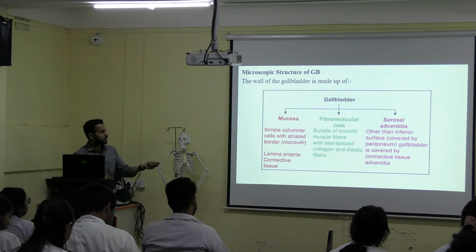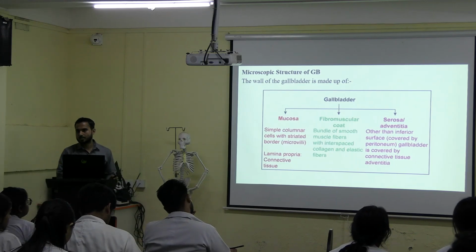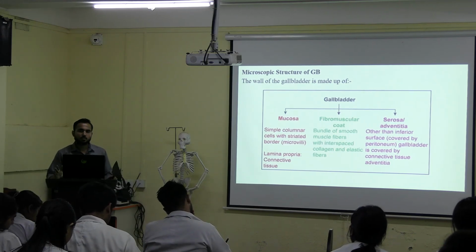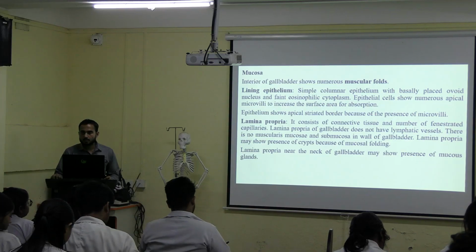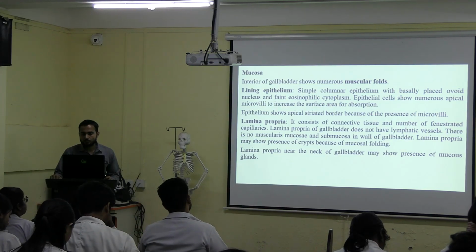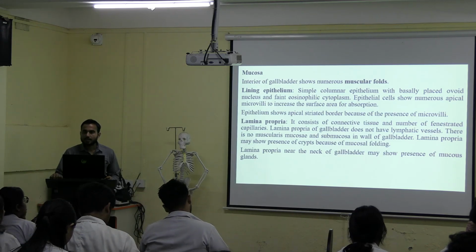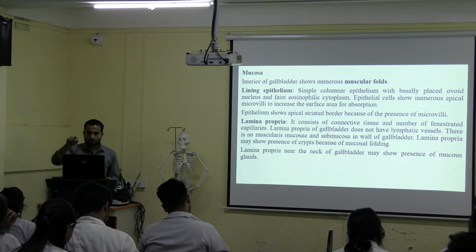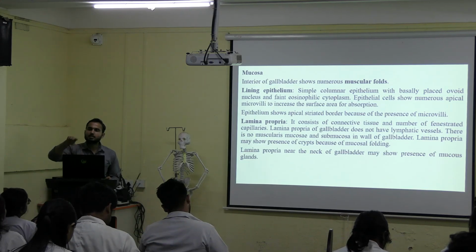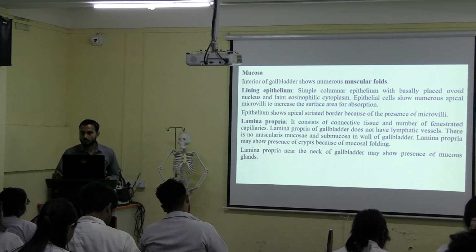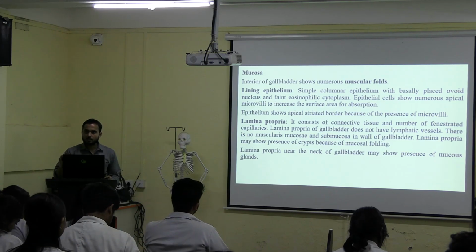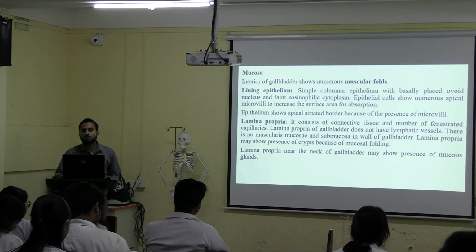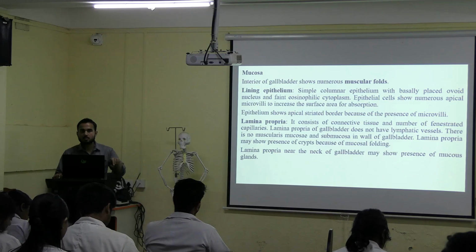Next, serosa. You already know the serosa: where peritoneum is present, it will be serosa. Where the peritoneum is absent, it will be adventitia. Now, if you see the interior of the gallbladder, mostly whenever it is empty, numerous muscular folds are present, and due to the presence of the folds, they can be seen in the microscopic structure also. So don't misjudge them as villi. The appearance is somewhat like villi, but they are not villi. The appearance is like this because of the muscular folds present in the interior of the gallbladder.